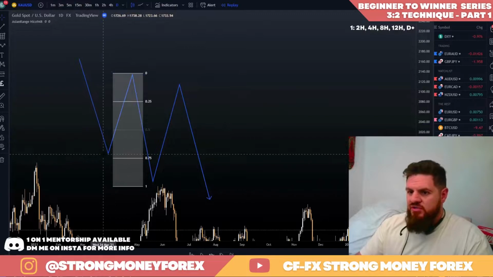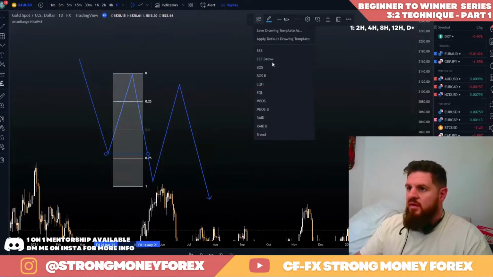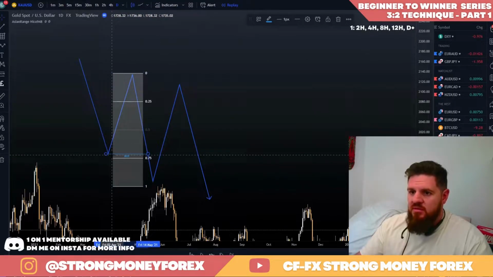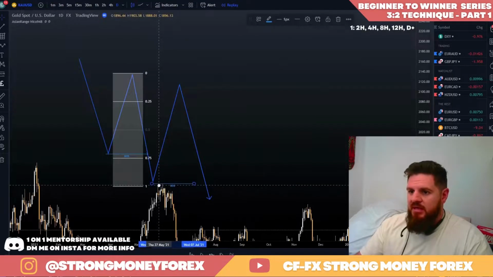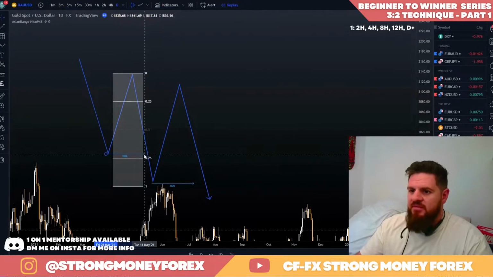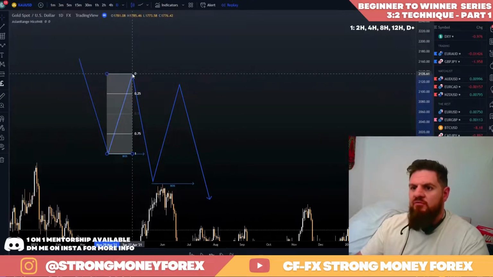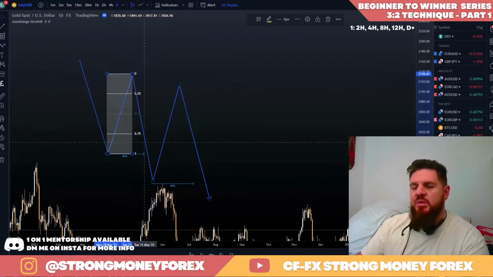We've broken structure twice, so we've got our 2 breaks of structure, one there, break of structure below, and then we've got another one down here, okay? So we've now got a confirmed downtrend. We draw out our range of the last swing that was broken, okay?